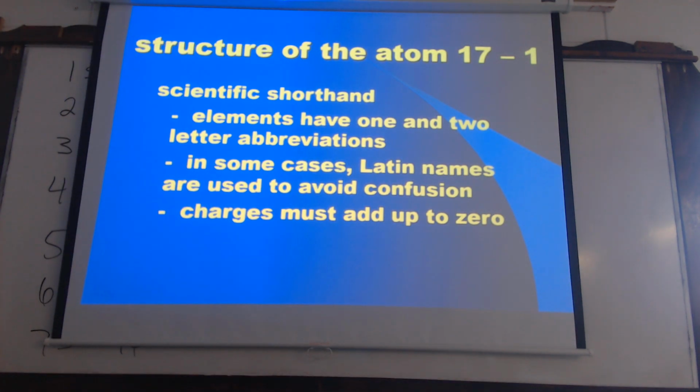Why are 57 to 71 and 89 to 103 all separate from the rest? Because they're on the bottom. Okay. I'll explain that in just a moment.